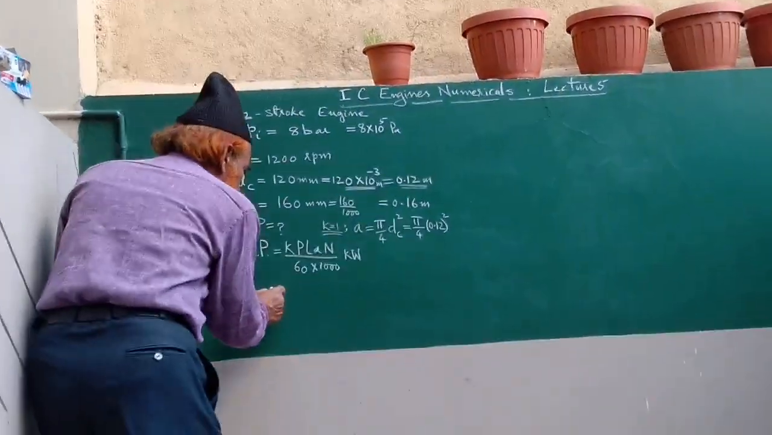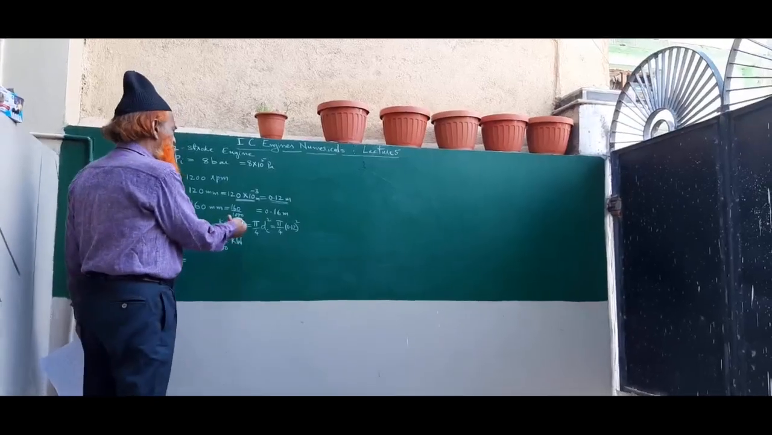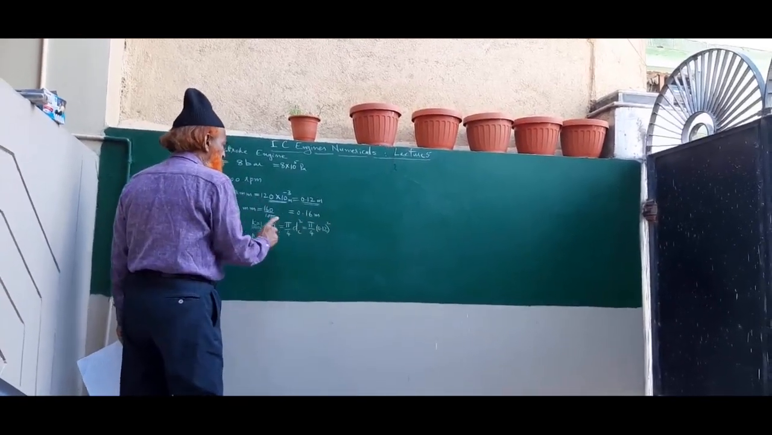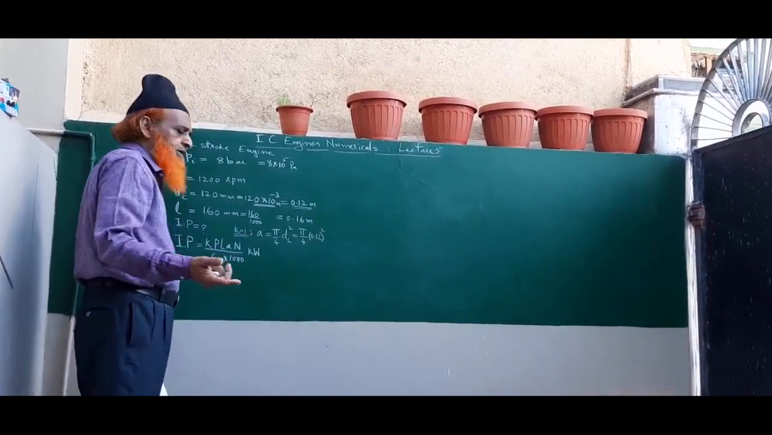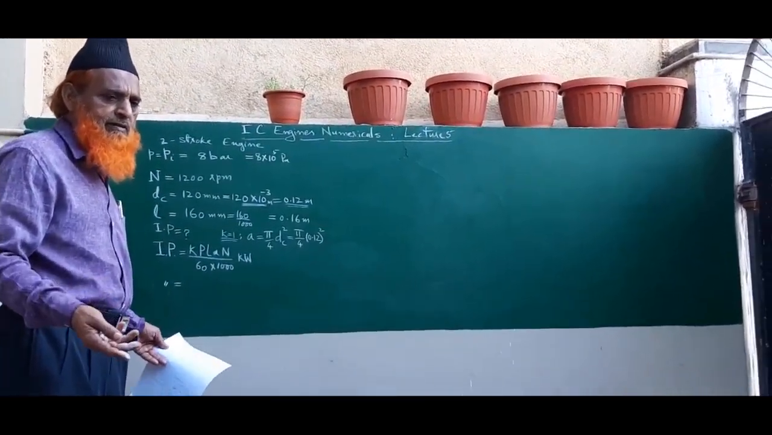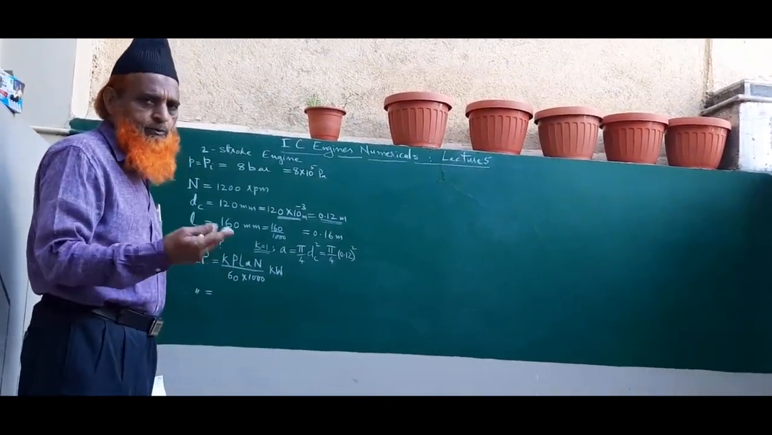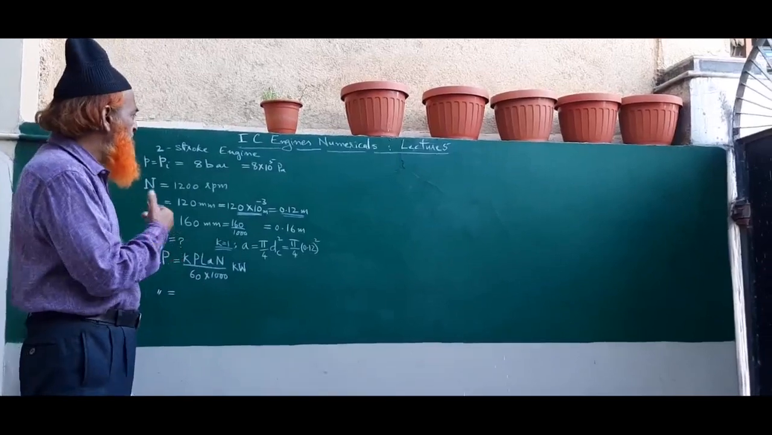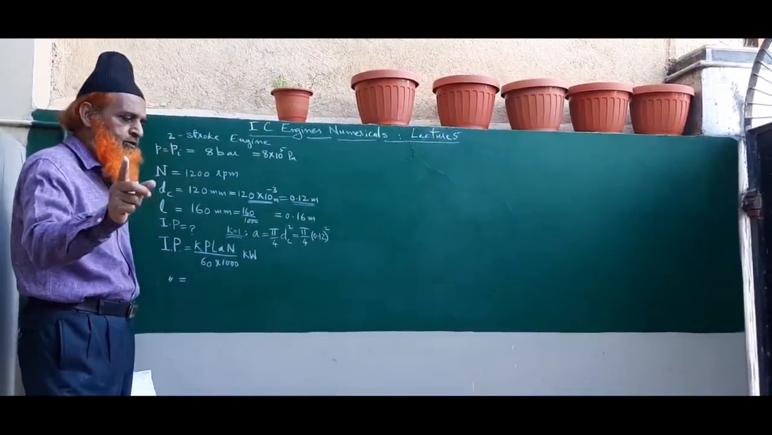Therefore, here the K value is 1. Look, there is no need of calculating area separately. Only you can put this formula here, and the K value is not given. If it is a two cylinder engine, 4-cylinder engine, 6-cylinder engine, then K will take that value. K is equal to 6, K is equal to 4, like that. Here it is not mentioned, therefore we have assumed a single cylinder.